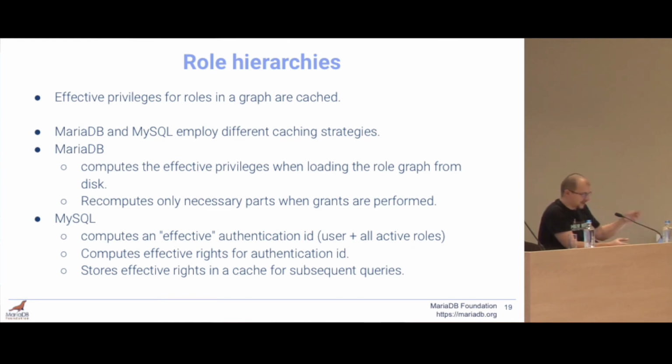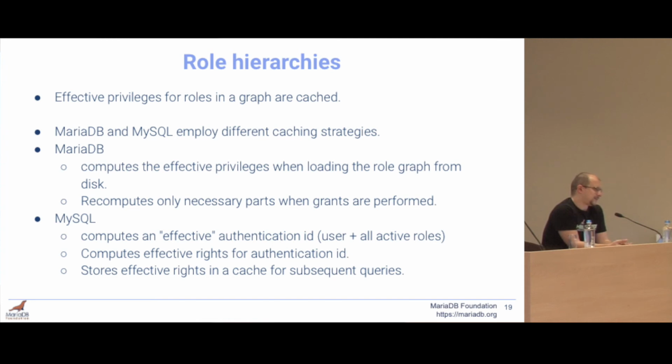Okay, so next slide is going to go into more details. So we compute effective privileges when we load the graph from disk and we store it in memory, whilst MySQL does not compute the effective privileges until they are needed once. And then they are stored in a hash table with the key being the user that has those roles and the ones that are active. So if something were to change, this hash gets invalidated and you would have to pay this penalty again.